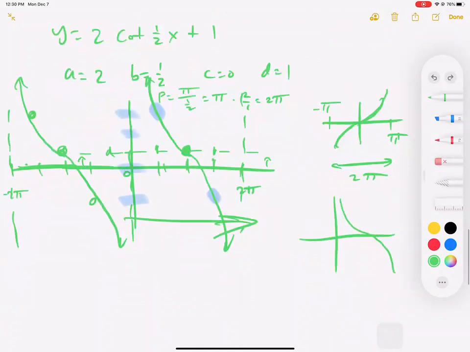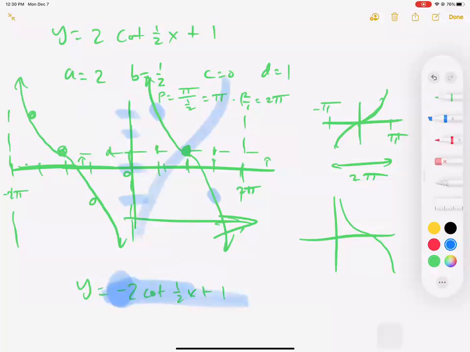What if the amplitude was negative? What if I wrote negative y is equal to negative 2 cotangent 1/2 x plus 1? What would happen to this graph? All your negatives would be positive because we would be flipping the sign, and this would just be the same graph going up now. That's the only difference. By putting a negative in front, we just flip the graph completely upside down. Okay, that's it.